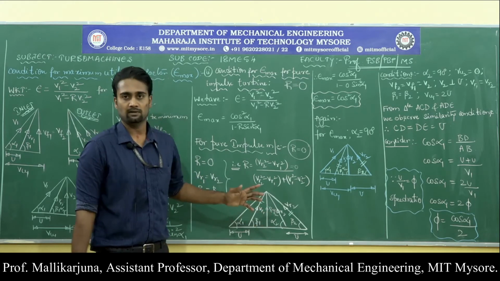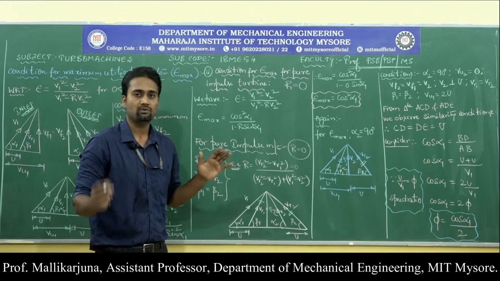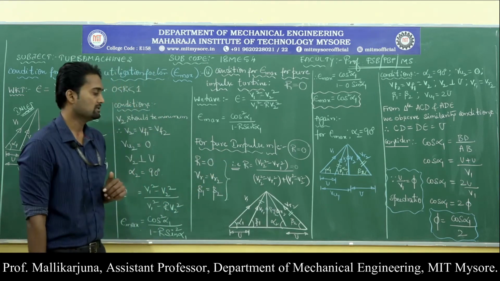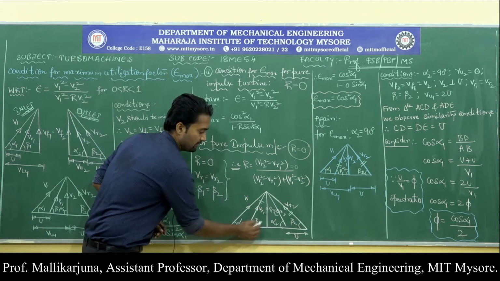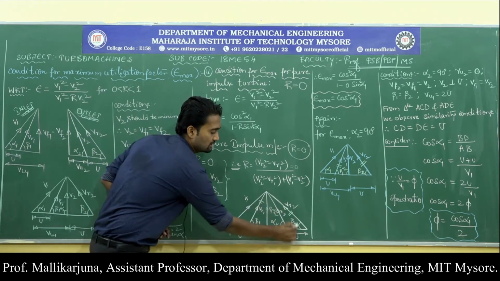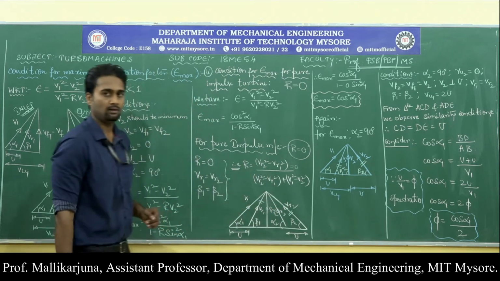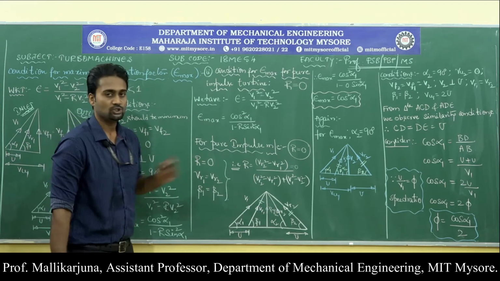If you write it, it is better. So Vf1 is equal to Vf2. We have merged the inlet as well as outlet velocity triangles. This portion is nothing but the inlet velocity triangle, and this portion is nothing but the outlet velocity triangle. Now please substitute these conditions over there.